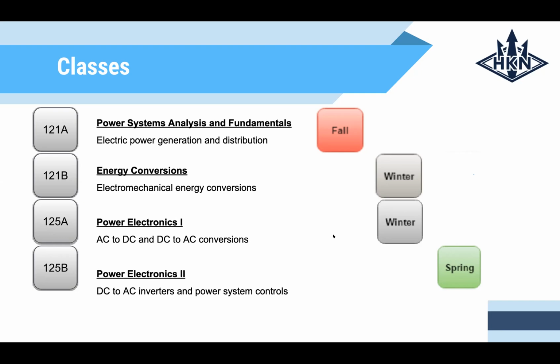Some other classes that aren't mentioned here are the 128 series. I haven't taken A or B, which I'm planning to do in fall and winter, but I've taken 128C, which deals with power grid resiliency. So there are two main focuses in the power engineering depth: the 121 and 125, which focus more on the power electronics side of things, and the 128, which focuses more on the power system and the grid.